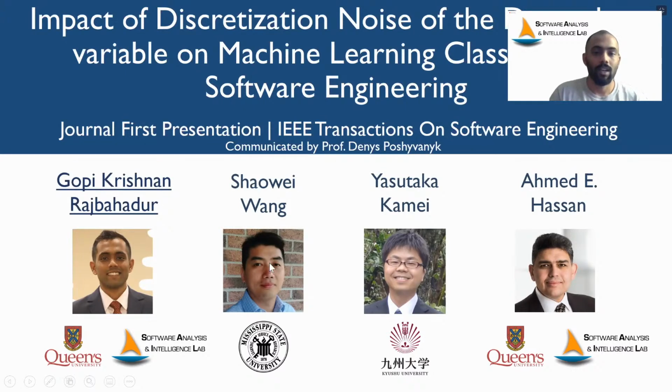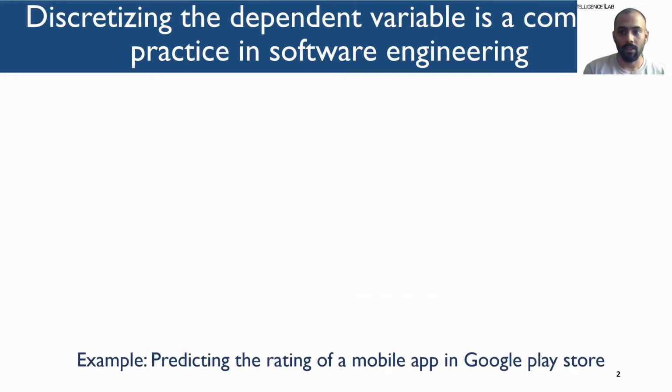Greetings, everyone. My name is Gopi Krishnan Rajbahadur. Today, I'll be presenting our TSE paper, Impact of Discretization Noise of the Dependent Variable on Machine Learning Classifiers in Software Engineering. I'm a final-year PhD student working with Professor Ahmed Hassan at Queen's University. This work was done collaboratively with Professor Xiaowei Wang and Professor Yasutaka Kamei. Now, getting into the core of the paper.